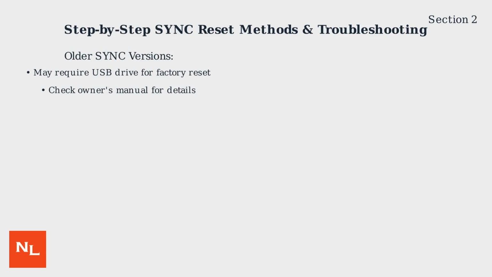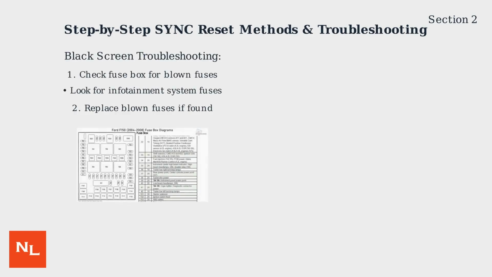Older Sync versions might require a USB drive for factory resets. Consult your owner's manual for the specific procedure to avoid any issues. If the screen is completely black, check the fuse box for blown fuses related to the infotainment system. Replace any blown fuses to restore power.